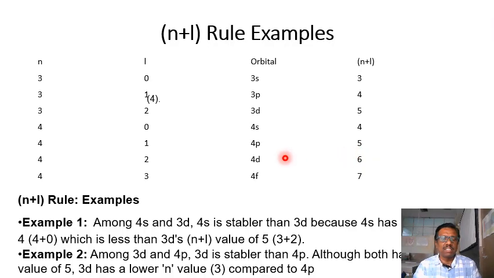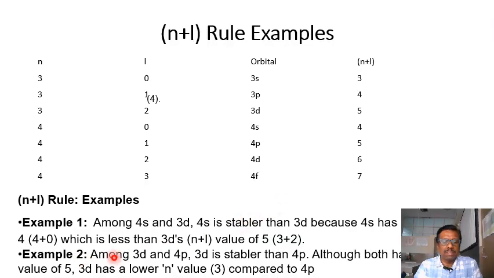N plus l rule examples: among 4s and 3d, 4s is more stable than 3d, because 4s has the lowest n plus l value. For the 3d orbital, it is 5, and for 4s, n plus l value is 4. Comparing these two, we can see that the 4s orbital will be at the lowest energy level.